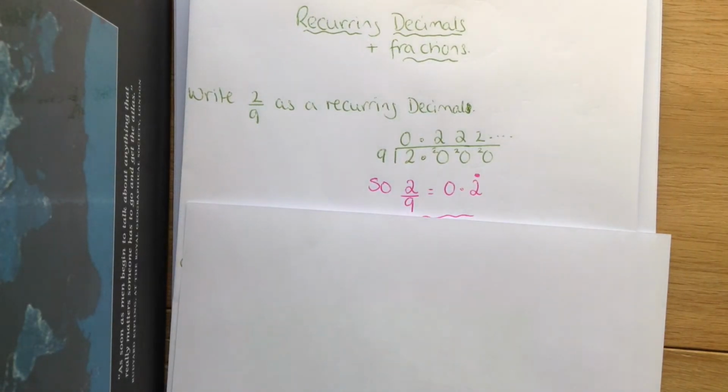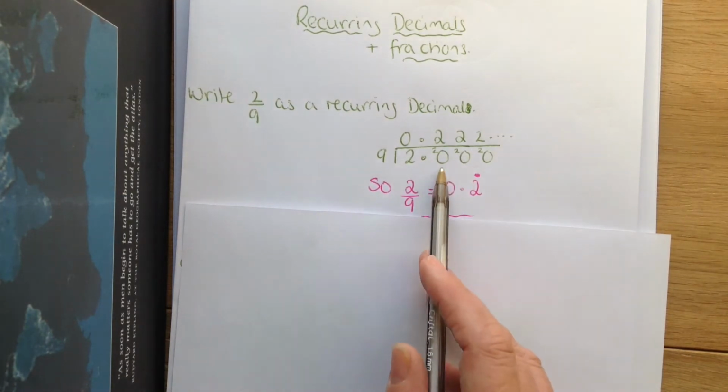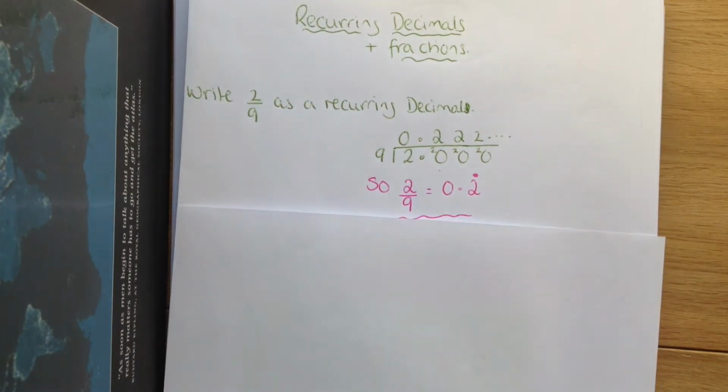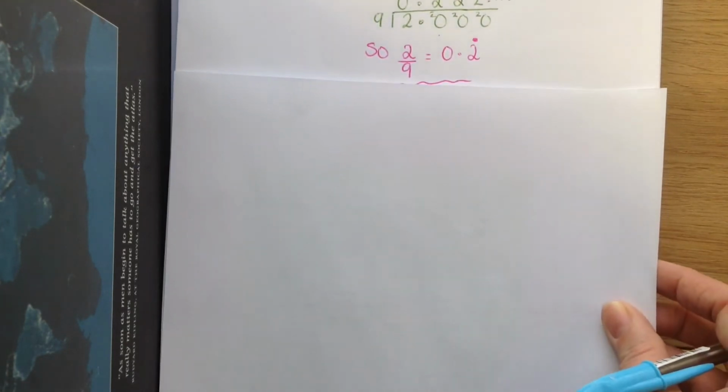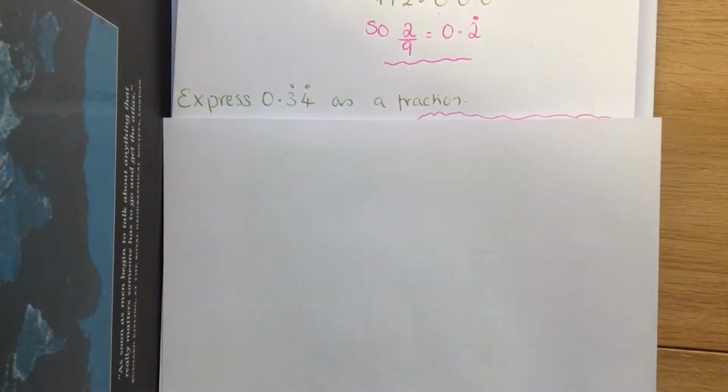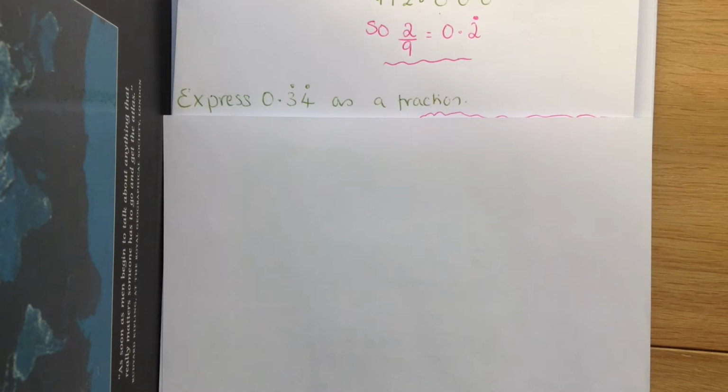Recurring decimals and fractions. If they ask you to write a fraction as a recurring decimal, you just need to do a division sum, bus stop, so that's quite easy. I'm not going to talk about that today. But sometimes they will ask you to write a recurring decimal as a fraction, and that's a little bit harder.